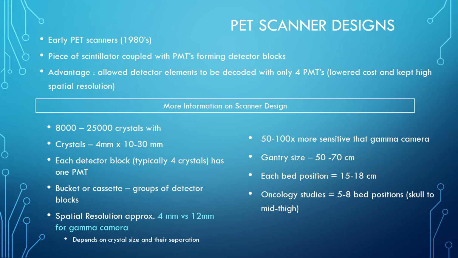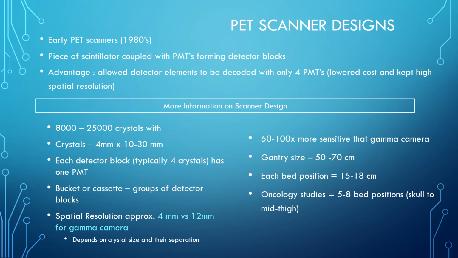PET scanners are about 50 to 100 times more sensitive than a gamma camera, so they're able to handle a high count rate. Gantry size is about 50 to 70 centimeters. Each bed position is about 15 to 18 centimeters. That bed position is how much anatomy it can cover at any one time.